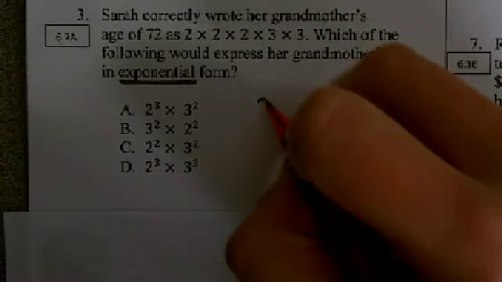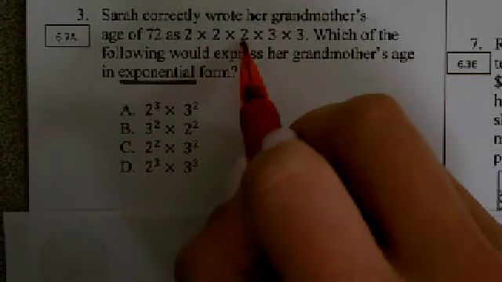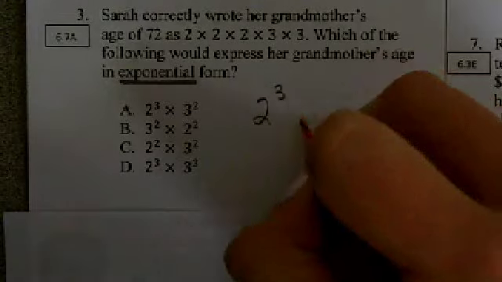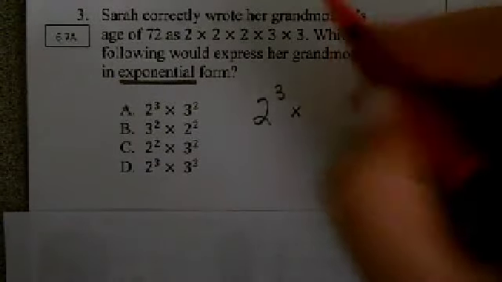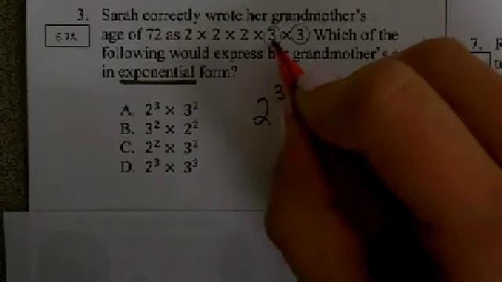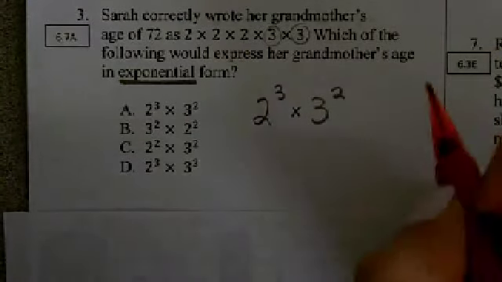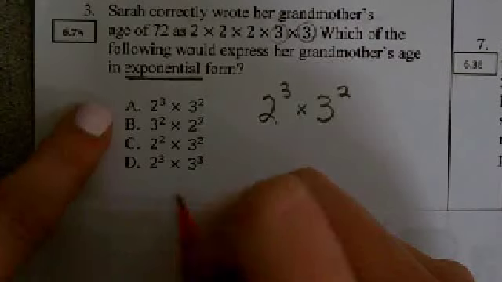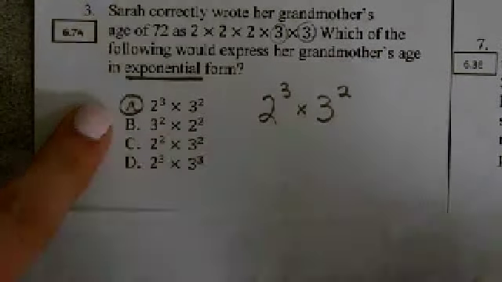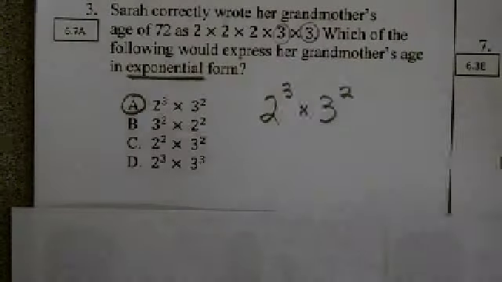So we have 2 being multiplied by itself 1, 2, 3 times. So we're going to have 2 to the 3rd power times, and then we have these 3's right here being multiplied by itself 2 times. So in exponential form, our answer would be 2 cubed times 3 squared. And those are our answers, and the problems worked out using TEK 6.7a over exponents.